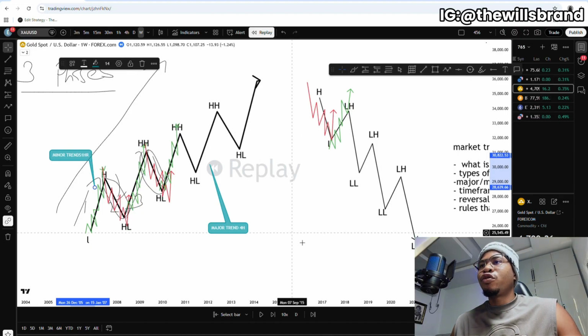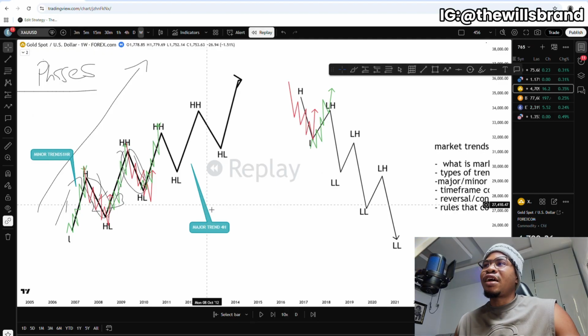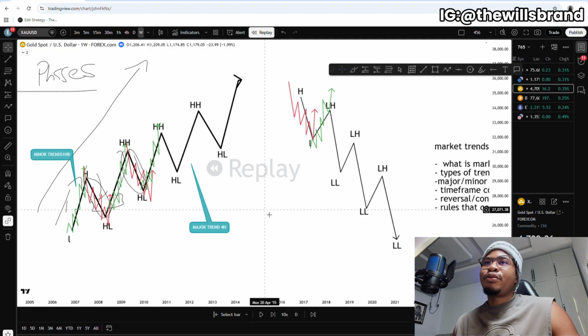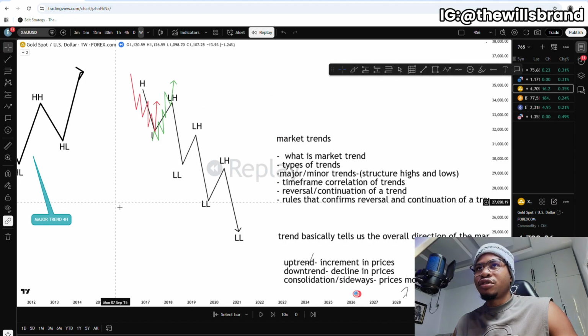So if you're using the 1-hour time frame as your higher time frame structure, that means you have to look for this minor trend on the 5-minute time frame. If you're using the 4-hour, you use the 1-hour or 30 minutes. If you're using 15 minutes as your higher time frame, like for those scalping the market, that means you have to go to the 5-minute or 1-minute time frame to find these minor trends to trade them. Now with time frame correlation of trends out of the way, we'll have reversal and continuation.